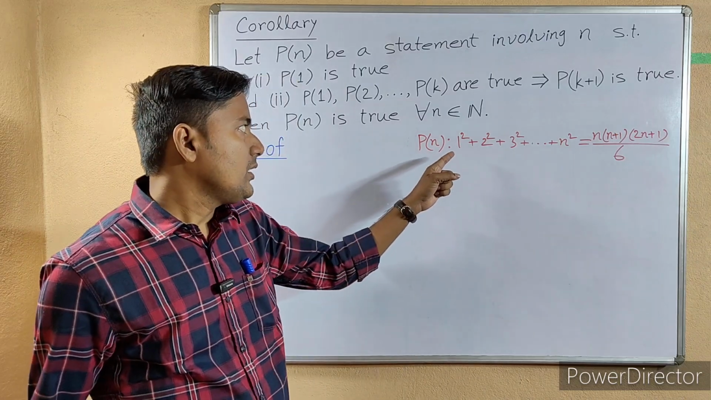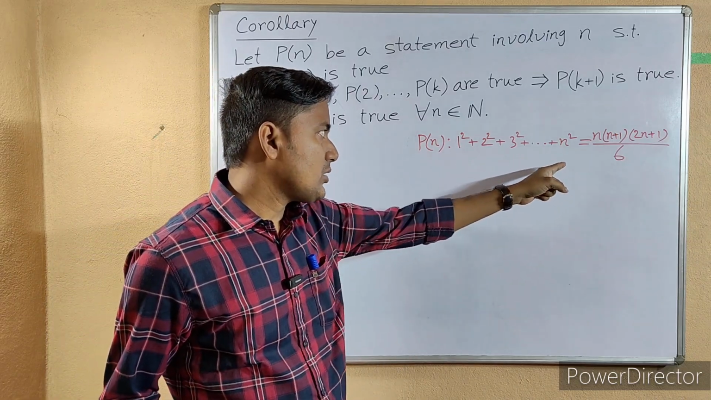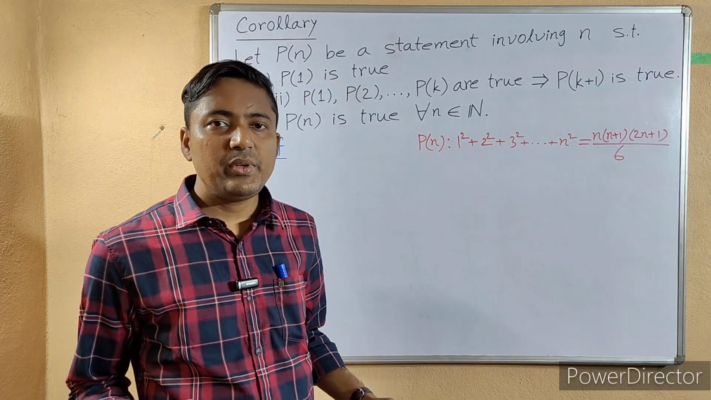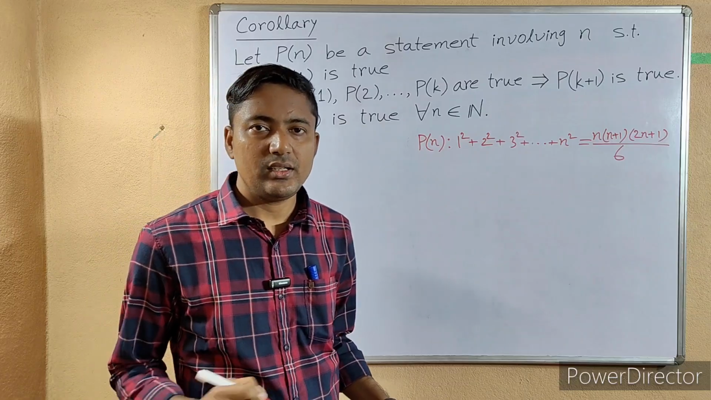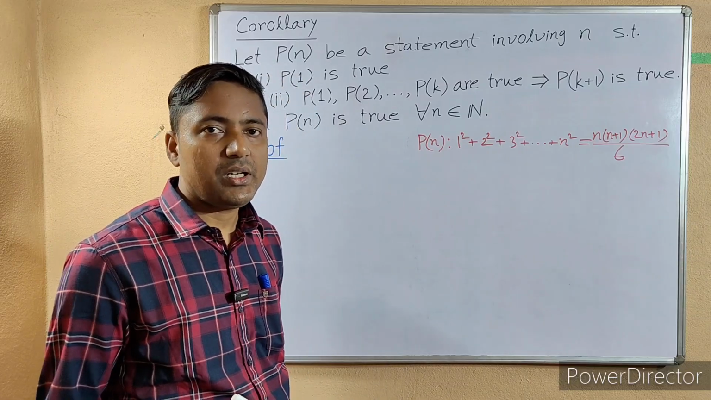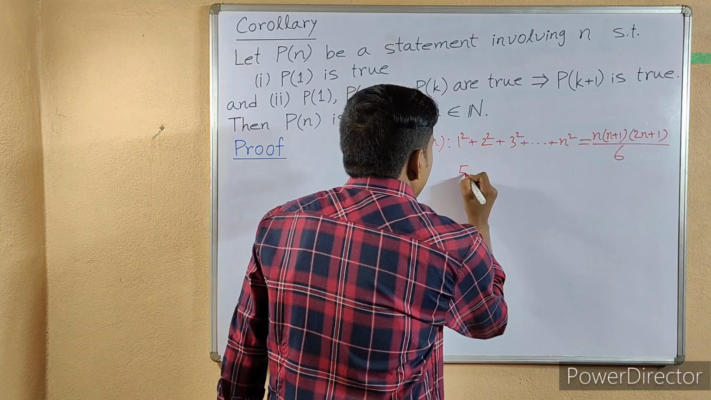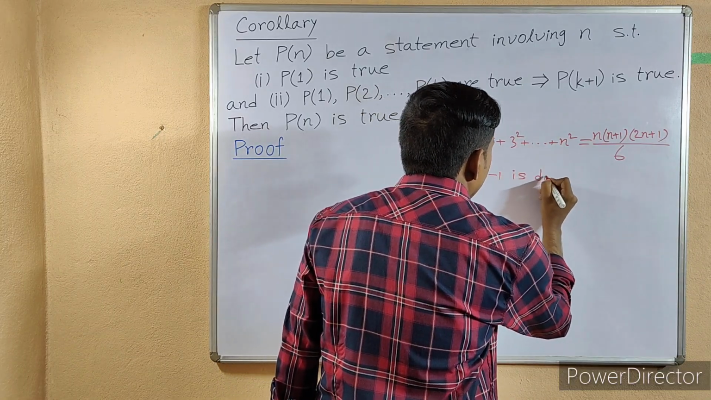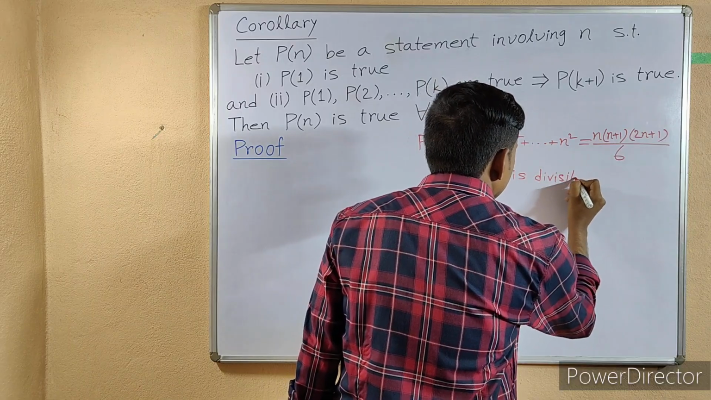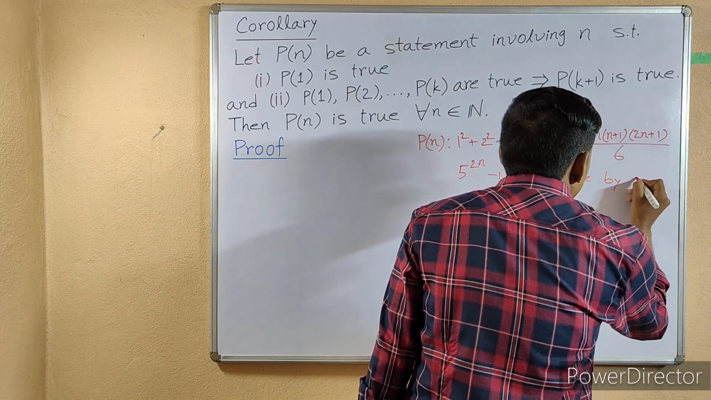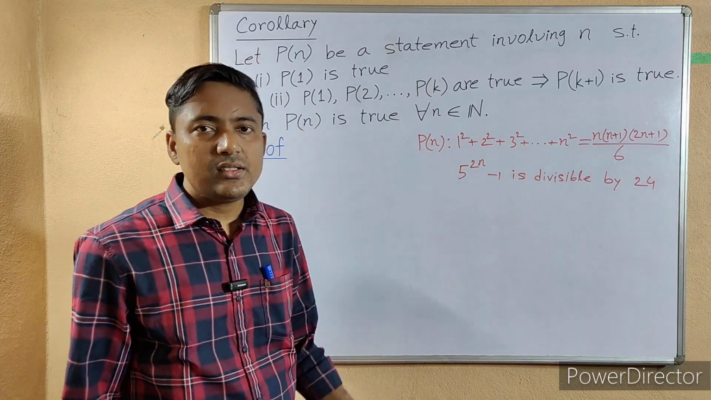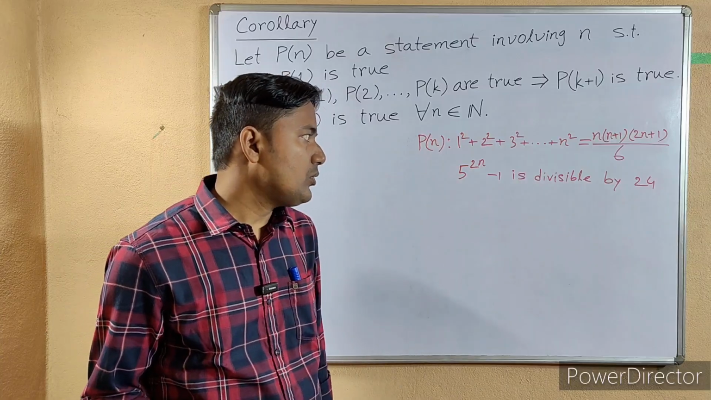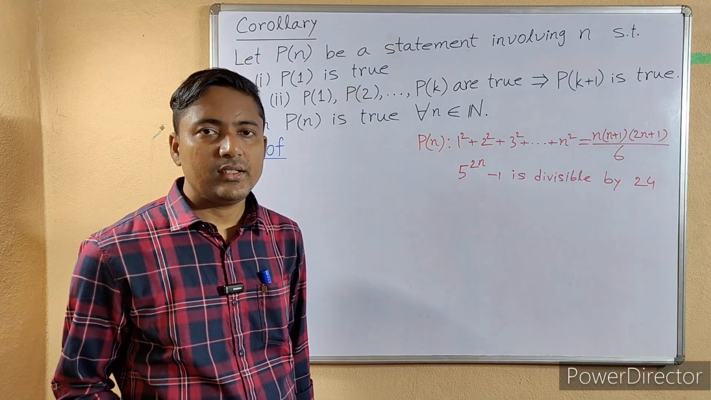So Pn is the statement 1 square plus 2 square plus 3 square plus dot dot dot plus n square equal to n into n plus 1 into 2n plus 1 by 6, and Pn is true for all natural numbers n. Now let's look at another example. 5 to the power 2n minus 1 is divisible by 24. This is a statement involving n, and this statement is true for all natural numbers n.